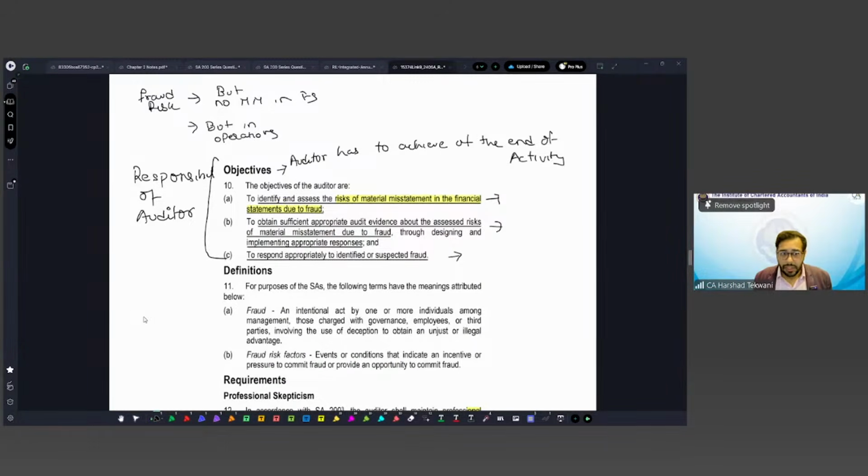So when I talk about fraud risk or risk of fraud, it's an incomplete term in itself. It doesn't talk about the impact on the financial statement. That's why you should avoid using these terms. Rather, use this one: risk of material misstatement in the financial statement due to fraud. It's a proper term. It says there is a risk of material misstatement in the financial statement, and that is because of the chances of fraud. That is a more appropriate term.